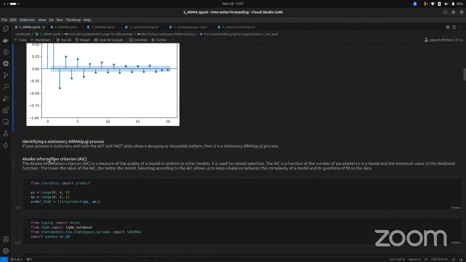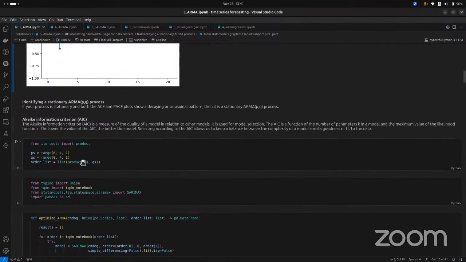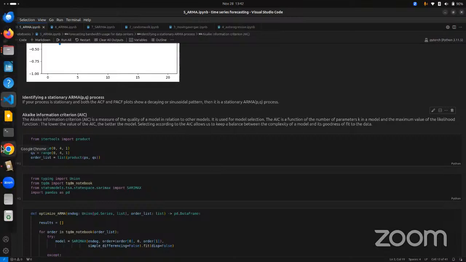There's something called, and I don't know why this sounds like an Igbo name, the Akaike information criterion, the AIC. It's a measure of the quality of a model in relationship to other models, so it is used for model selection. The whole formula for this is kind of complicated, and I don't want to bore us with that.